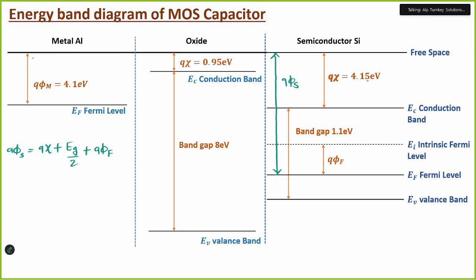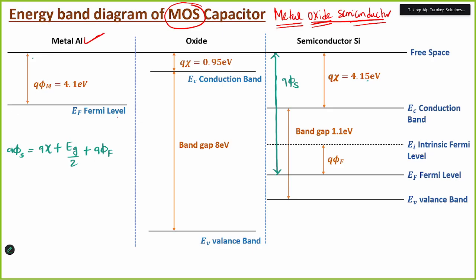Next, the energy band diagram of the MOS capacitor. MOS means metal, oxide, semiconductor. If you want to draw the energy band diagram for a MOS capacitor, you need to draw the energy band diagram for the metal, for the oxide, and for the semiconductor. So you take the metal, that is aluminum.